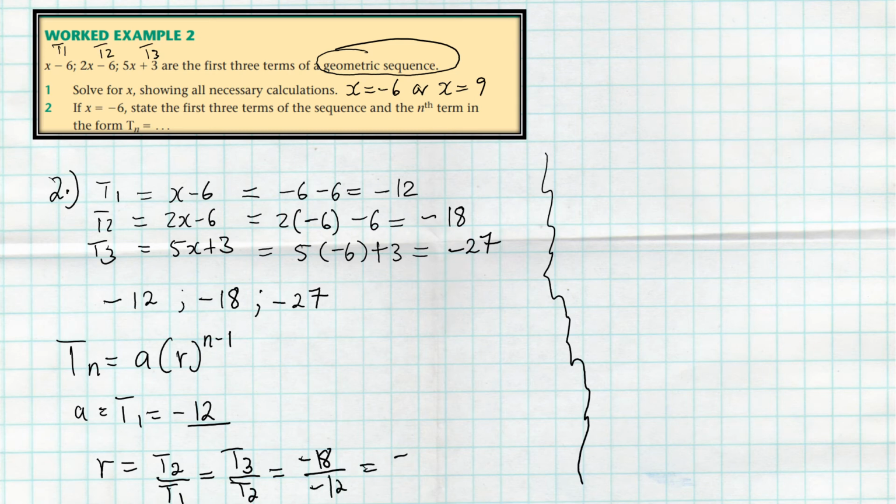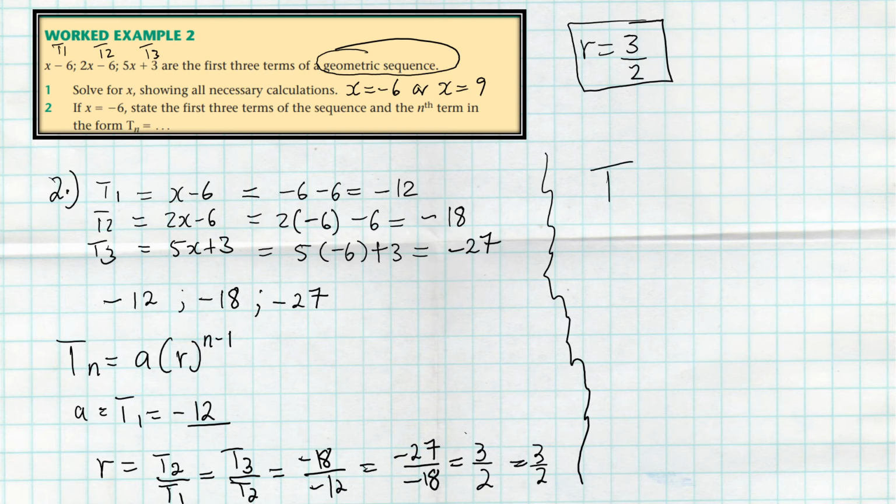This must be the same as minus 27 over minus 18, right? So minus 18 over minus 12 is giving me 3 over 2 that side. Let's check minus 27 divided by minus 18. It's also giving me 3 over 2. Thus, to confirm that indeed the common ratio is 3 over 2. So we can now determine the general formula or the nth term.